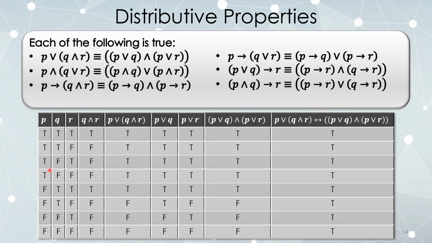Either P is true, which is definitely the case in the top 4, or perhaps Q and R is true, which is also true here. Otherwise, both P and Q and R were false. So here's the column for this statement, P or (Q and R). Then I can build the disjunctions individually, P or Q, P or R, and then I can conjoin them. And then I can compare these 2 columns that I made, and you'll find, yes, they are always the same.